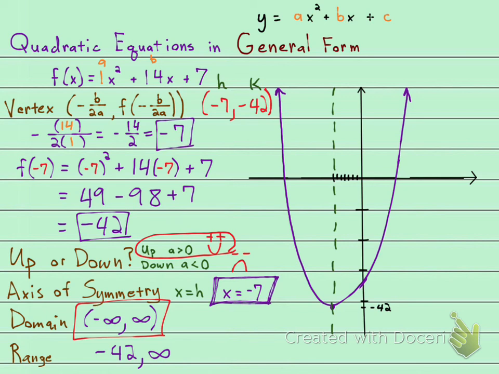Infinity always gets a parenthesis. Does negative 42 get a parenthesis or a bracket? Well, is there an actual graph here at negative 42? Yes, there is. So that point is included in the range, and if it is included, we're going to use a bracket.